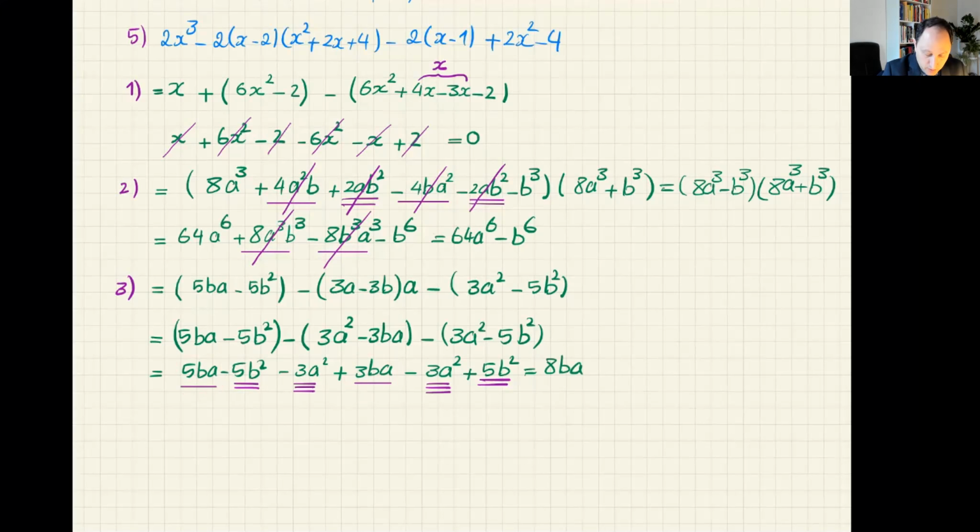And then the next one, they are similar, but they are opposite as well. So they are completely gone. And then here I have minus 3a squared, again minus 3a squared. So it becomes minus 6a squared.